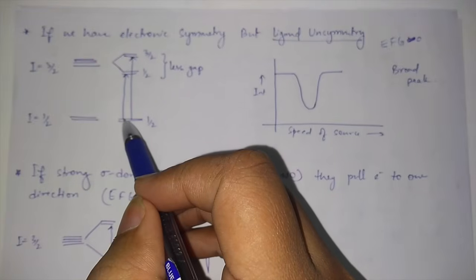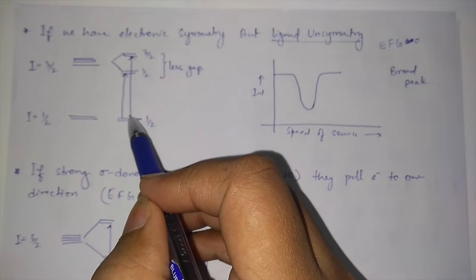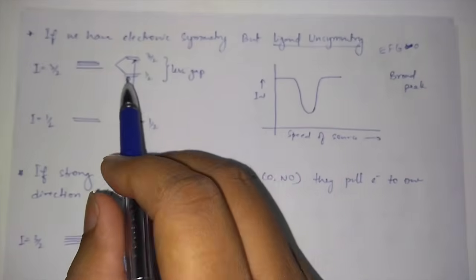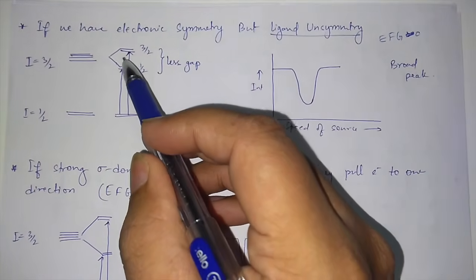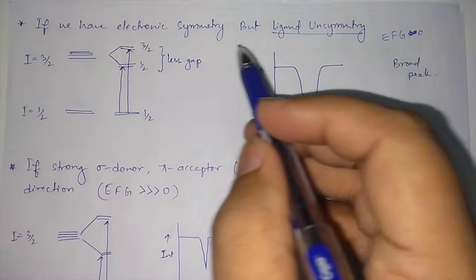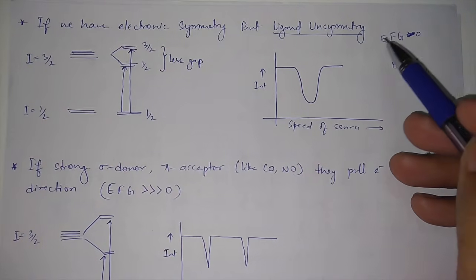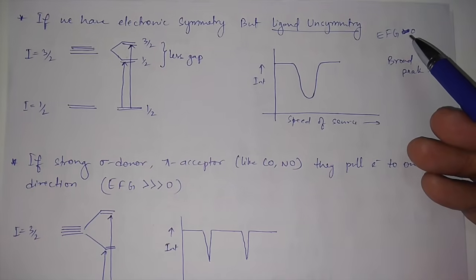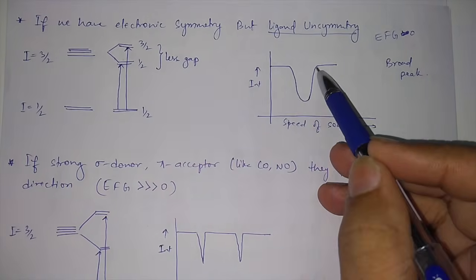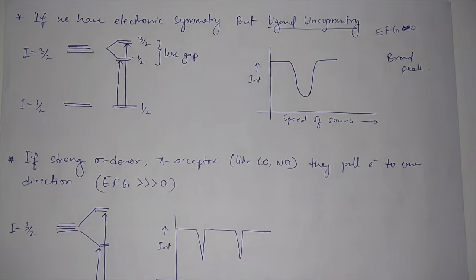So how many transitions are possible? Either delta I is equal to 0, that is from half to half, or delta I should be 1, so that means half to 3 by 2. So two transitions are possible, two peaks are possible, but this gap is very small. Why is this gap small? Because the electric field gradient is approximately equal to 0 and the ligand is unsymmetric, so that's why splitting is there, but the gap is small because electronic symmetry is obtained. So in this case, since the gap is small, you are going to get a broad peak. Instead of getting two peaks, you are going to get a broad peak. So this is an example where you will get a broad peak.